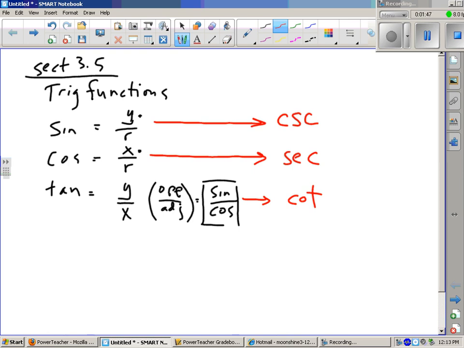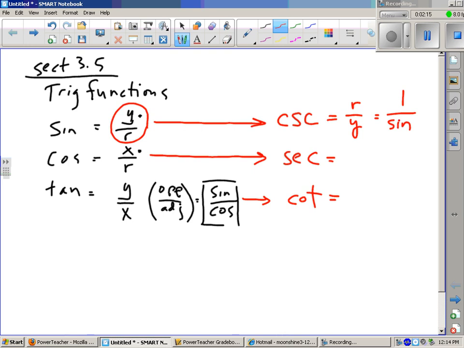And the reason they're evil is because they don't have any buttons on the calculator, and so it makes them harder to use. But when it's on paper, it's not that bad. So back here at the sine, we have y over r. Cosecant is just r over y. So it's just the reciprocal. Or another way you could put it is 1 over the sine.